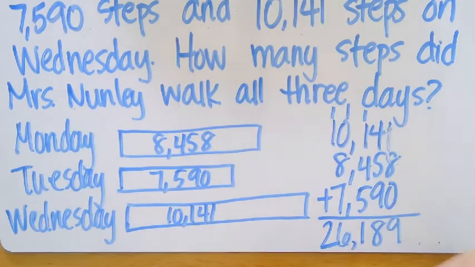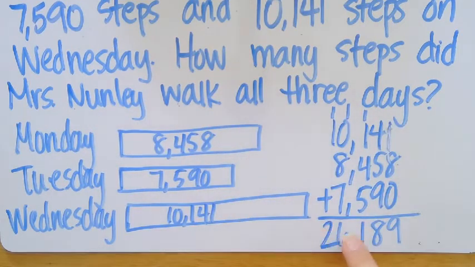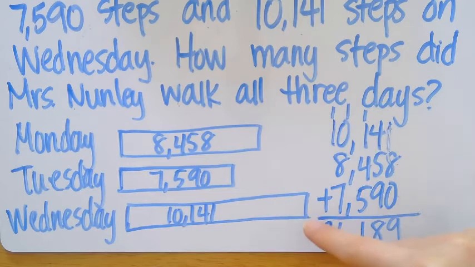Okay, how many steps did Mrs. Nunley walk all 3 days? Mrs. Nunley walked 26,189 steps all 3 days. Or, in those 3 days, Mrs. Nunley walked 26,189 steps, or took that amount of steps. Okay?